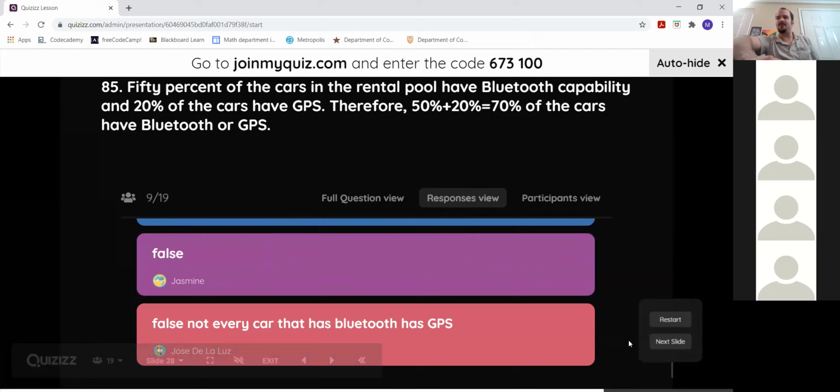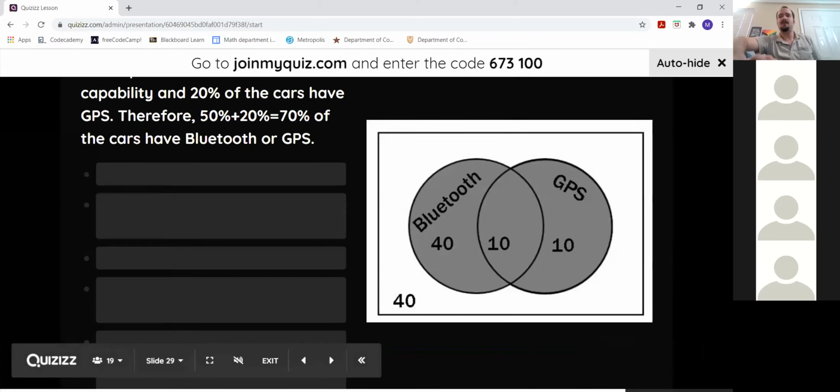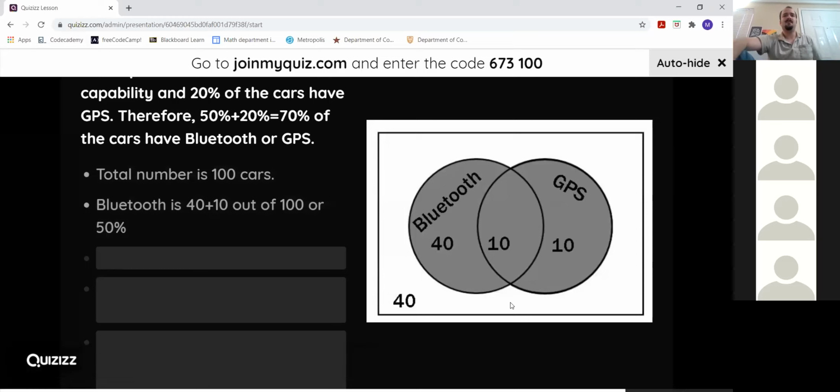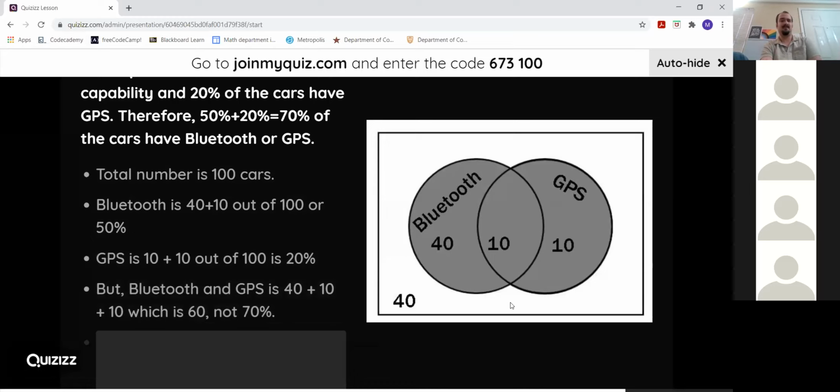But I have an example, and I want to look at my example. So this is my example, 50%. I believe there's 100 cars here, right? 50 of them have Bluetooth, which is this 40 and this 10, and 20% have GPS. Bluetooth is that 40 and that 10, like I was saying, gives me 50%. GPS is 20%. If I talk about cars that have Bluetooth or GPS, how many am I getting? 60? Why am I not getting 70?